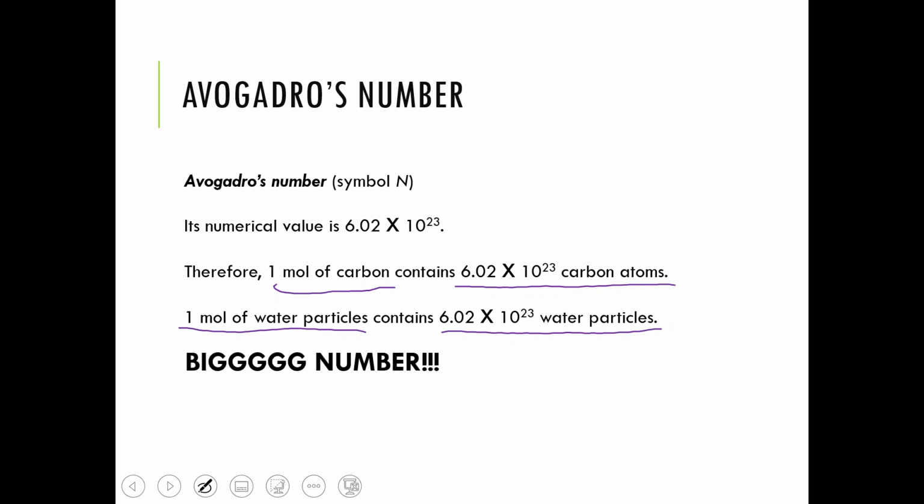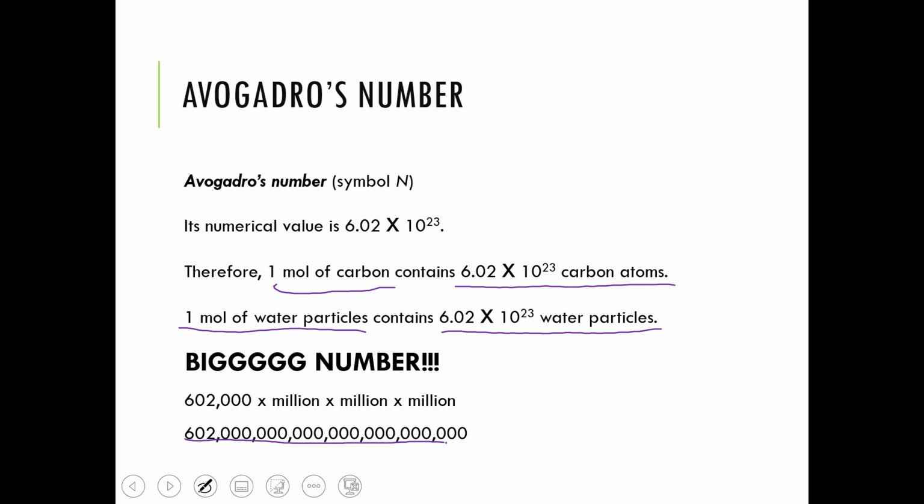Now, this is a really big number, really big. It would be like taking 602,000 times a million again, and times another million. If we wrote it out, look how big this number is. Thank goodness we have scientific notation. So we can write it as 6.02 times 10 to the 23rd.